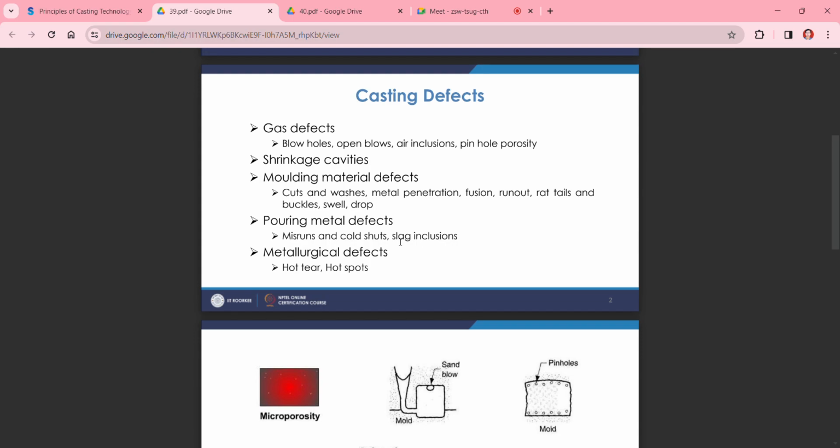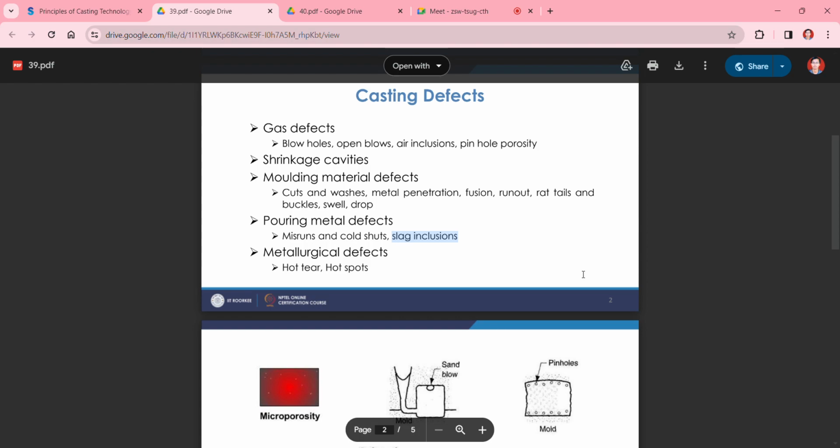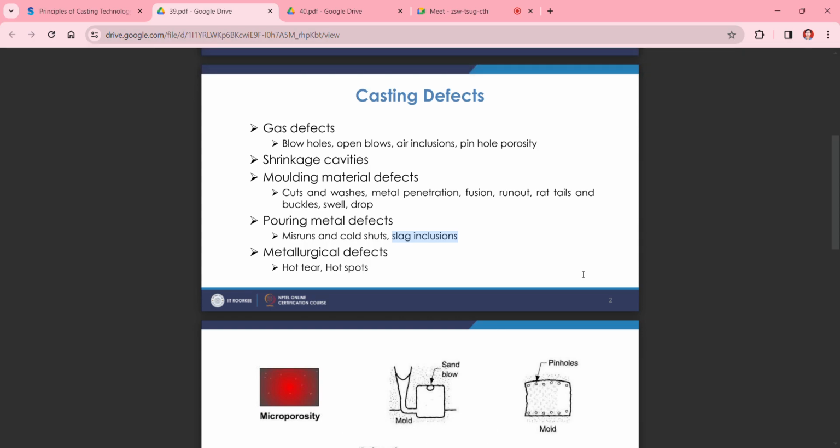So that slag is not going to be included in your final casting, because if slag comes inside your casting, it will create brittleness, since slags generally have ceramic-type properties, and ceramics, we know, are very brittle in nature. So your final casting will not have the strength that you wanted. Okay, then coming to another defect, those are metallurgical defects.